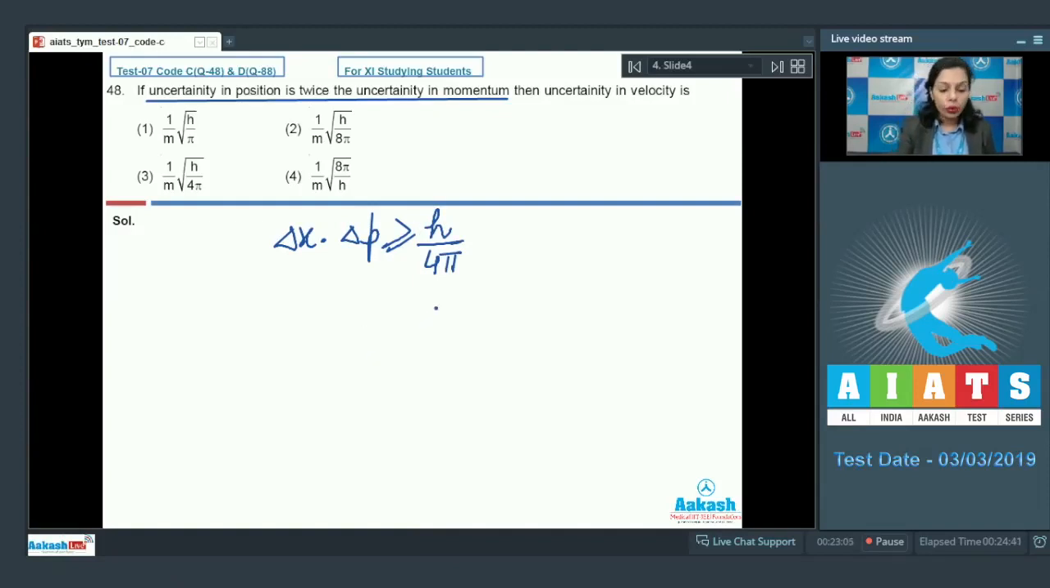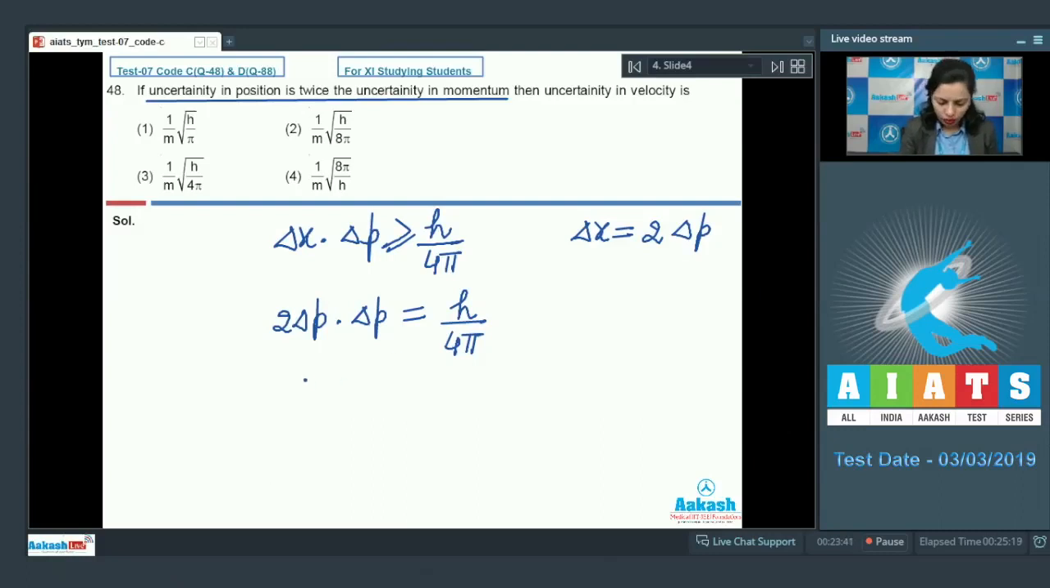And in this particular question, it is said that delta x is twice the delta p, clearly given in the question. So instead of writing delta x, if we use the term 2 delta p, then we can correctly find out the answer of this question. So simply we know that delta x is 2 delta p. Delta p is already there. That is equal to, we are assuming it is equal to h by 4 pi.